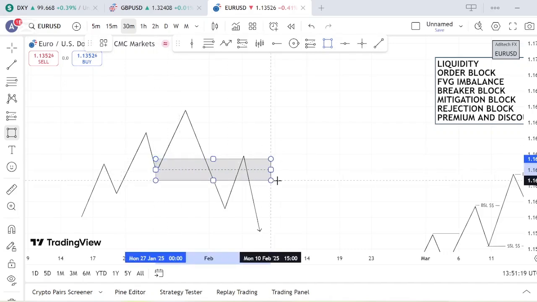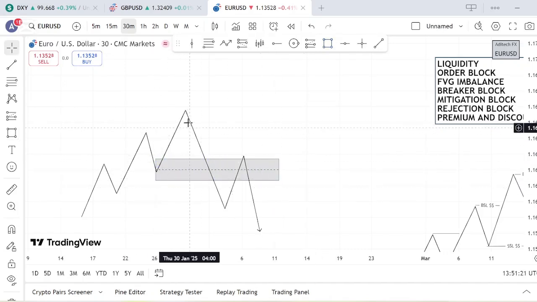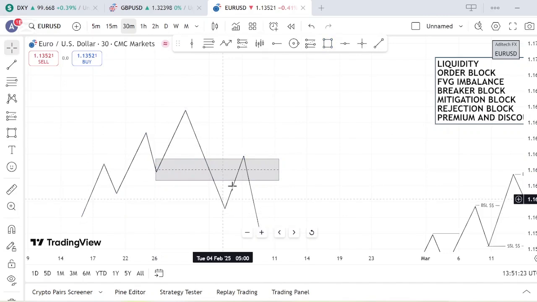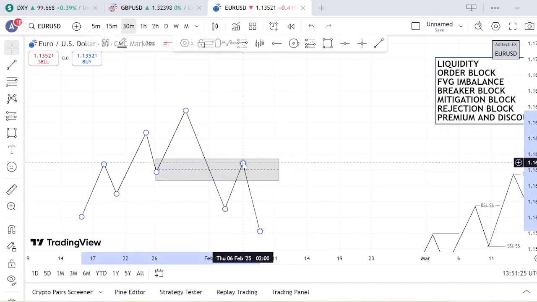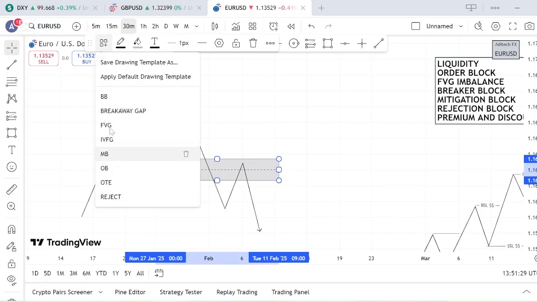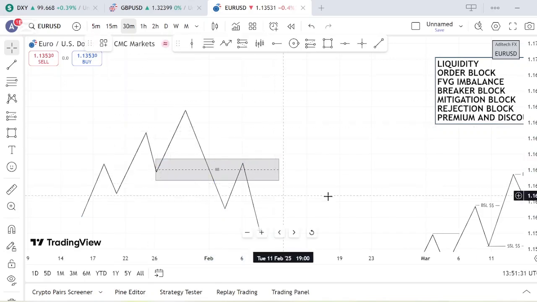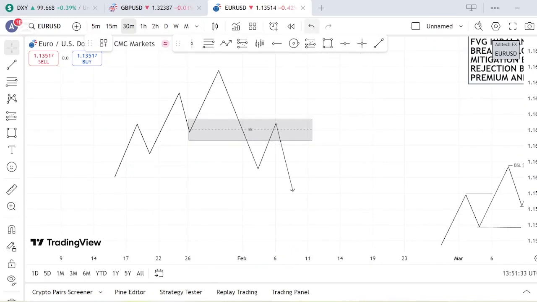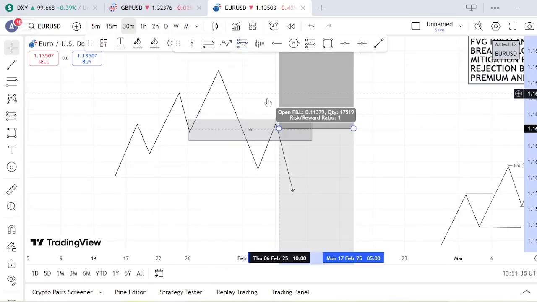This was our order block, right? Price failed to respect it and broke it. Then you can wait for the retest. Then it becomes a breaker block, a bearish breaker block, right? So you can then look for a short position right there.